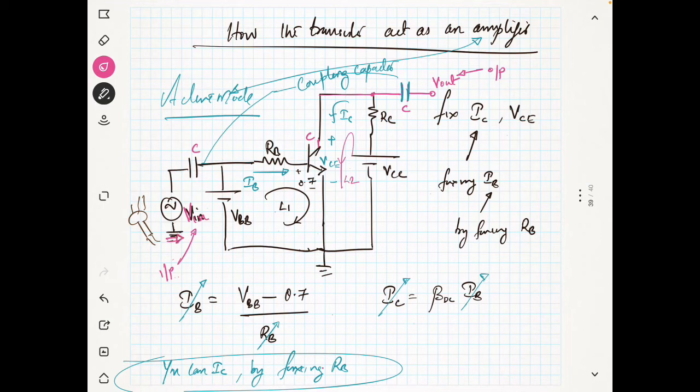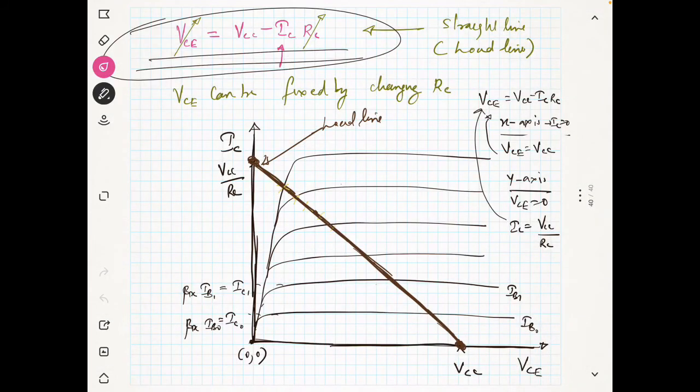Now what we are going to see: you can see here, if I don't give any input, my voltage is VCE. So this voltage I will call VCEQ and ICQ. So you can see here my VCEQ I will usually be fixing somewhere here, okay.